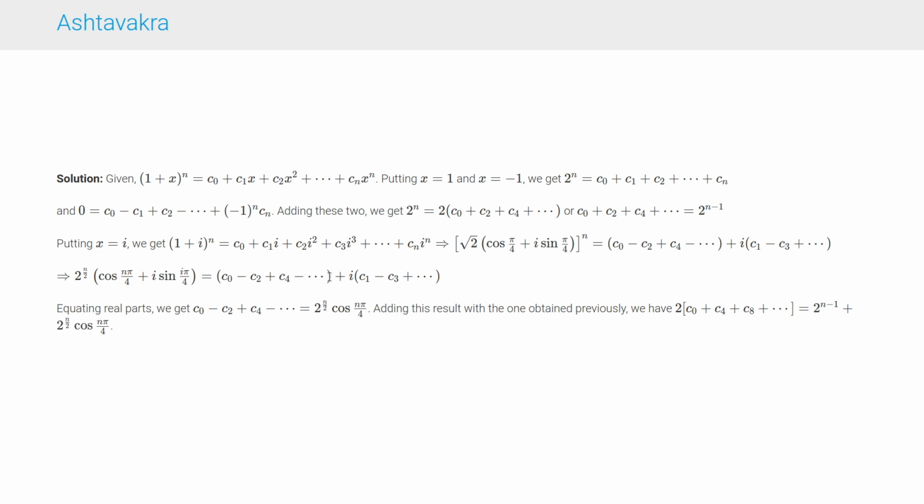Now we equate the real part, we get c0 minus c2 plus c4 minus c6 and so on is equal to 2 to the power n by 2 cos n pi by 4. Now we add this result with this, so we get 2 into c0 plus c4 plus c8 is equal to 2 to the power n minus 1 plus 2 to the power n by 2 cos n pi by 4. So after that you divide by 2 on both sides, it will get cancelled and it will become 2 to the power n by 2, n minus 2, and this will become 2 to the power n by 2 minus 1. So that's how we get the desired result.